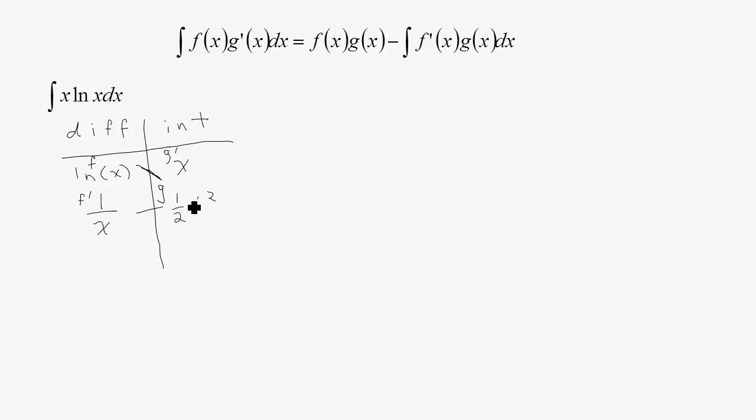So, just following the formula here, I'm going to trade this integral of f g prime for f g, which is 1/2 x squared times the natural log of x, minus the integral of 1 over x times 1/2 times x squared dx. See how I just applied that formula? Well, it's a simple pattern.